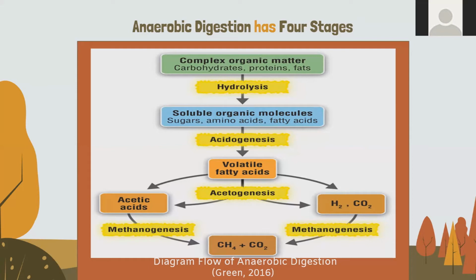And the last stage is methanogenesis. Methanogenesis occurs in 2 steps: hydrogenotrophic methanogens that convert hydrogen into methane, and acetoclastic methanogens that convert acetic acid into methane. Next.